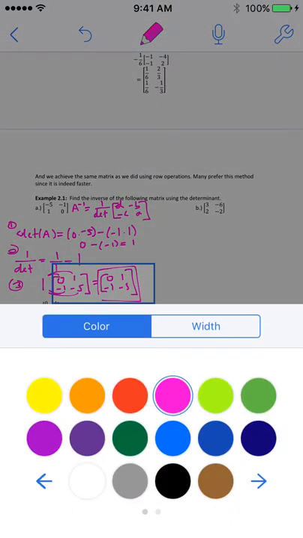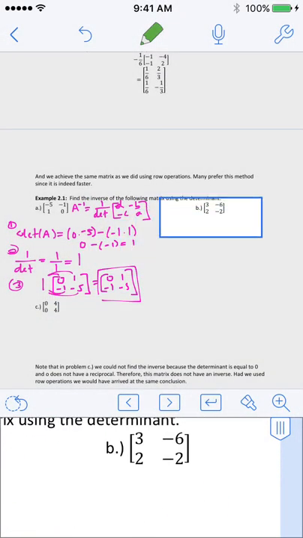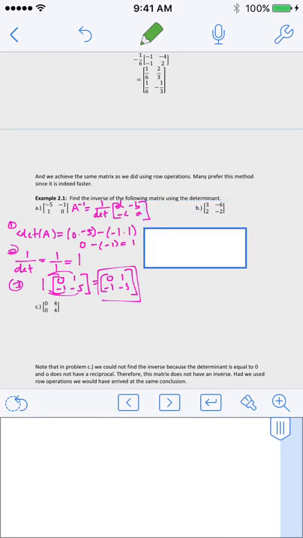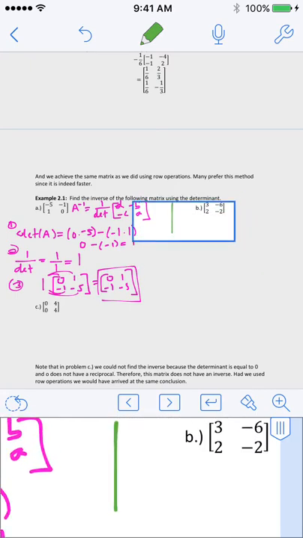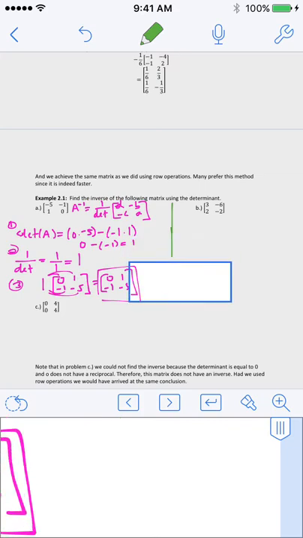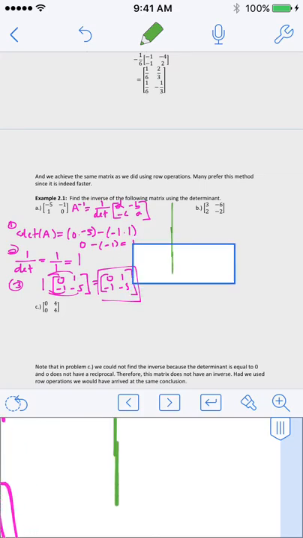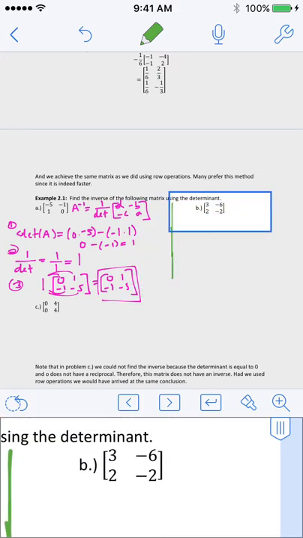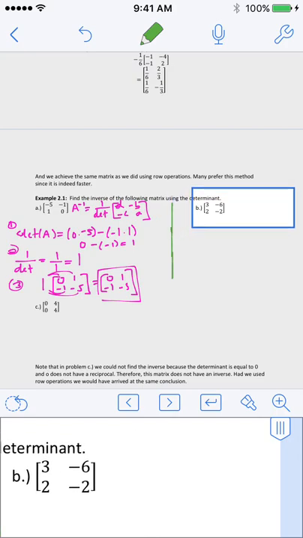Let's try it again with B. Now I encourage you to pause the video here and try it out on your own. Try to use that formula to determine the inverse of the matrix in B here. So go ahead and pause that. Use the determinant to find the matrix. All right, so let's do it together. Hopefully you've had a chance to try it out.